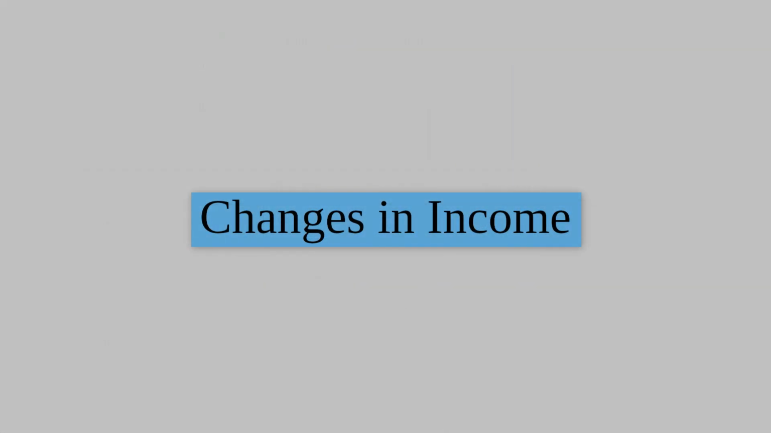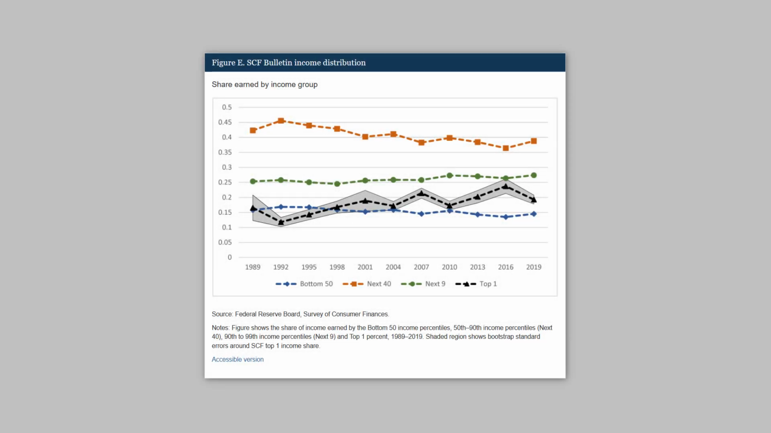We have a sense of how income and wealth are currently distributed, but another important thing to consider is how this distribution has changed over time. Starting with income, this chart shows changes in income shares from SCF data from 1989 to 2019. Income shares for the highest 1% had a strong upward trend over this 30-year period, starting at 17% and reaching 19% in 2019.